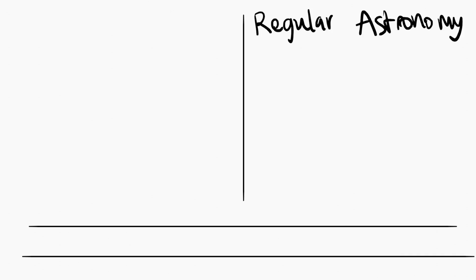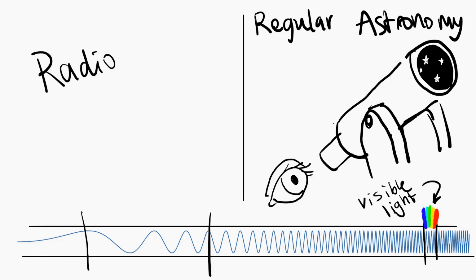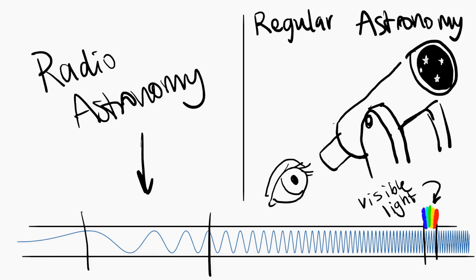What is radio astronomy? It's easiest to understand in comparison to regular astronomy. In regular astronomy, you're looking at the sky with either your naked eye or a telescope. In this case, you're seeing visible light, which is a certain wavelength. Radio astronomy is exactly the same, but the wavelength of light is much longer. In our case, it's as much as 300,000 times longer.